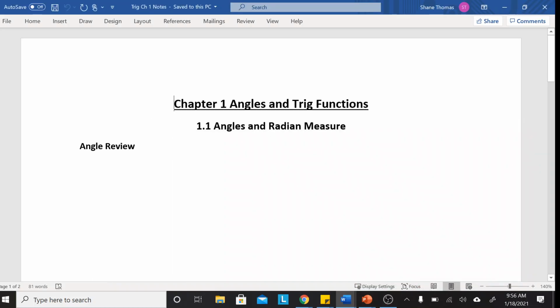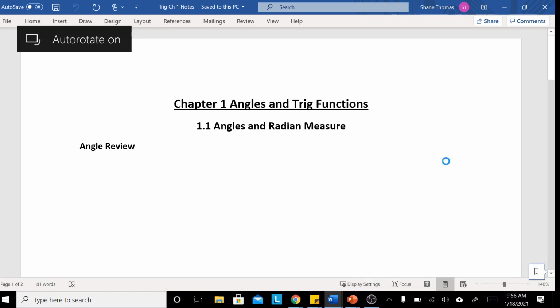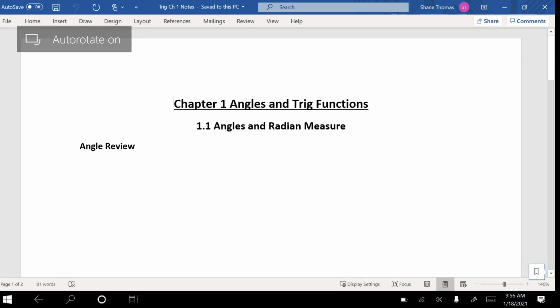There we go. All right, so chapter 1, angles and trig functions. Now, as we get into this, we're going to see right off the bat a new way of looking at angles too. Angles you've always seen as degrees, correct? You had 0 to 180, 0 to 360, those types of things. We're going to have a new type of angles to look at.